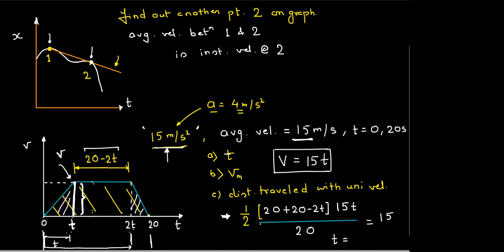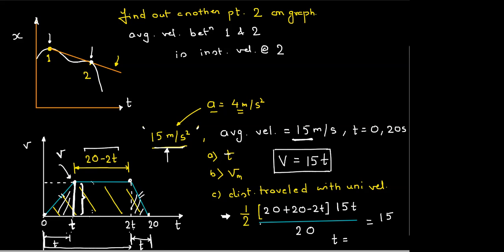Anybody, what is the answer? No, even this should be t. You have to maintain symmetry. Accelerations are same both sides. The amount of time it will take to go from here to here should be same as to go from there to there. This is t, this is also t. So you get 2t plus t, so 20 is equal to 3t, so you get 20 by 3.